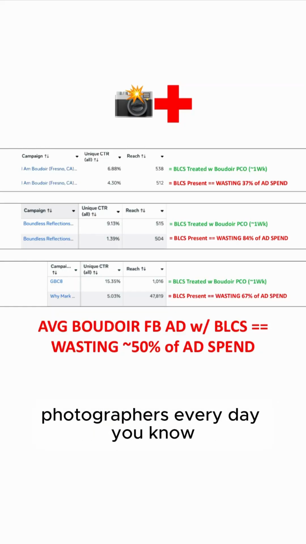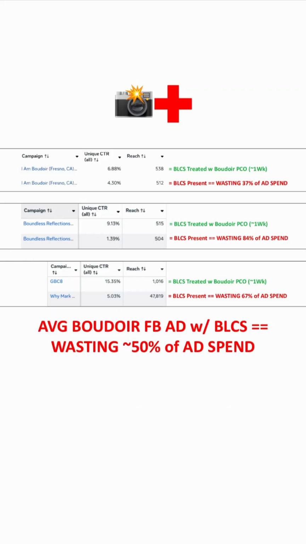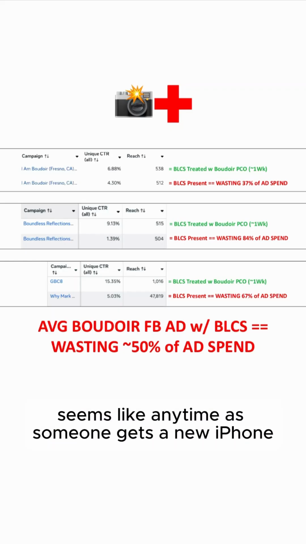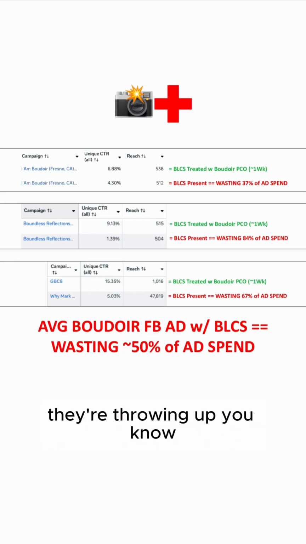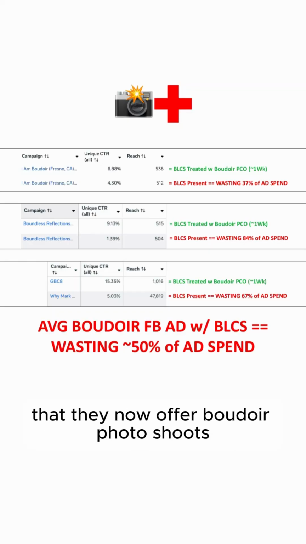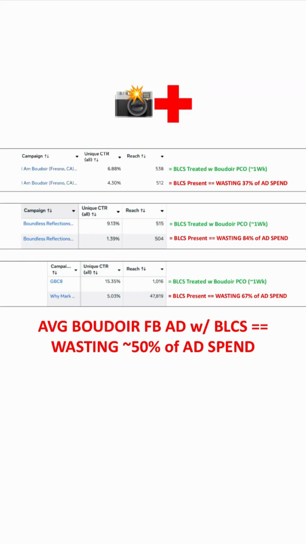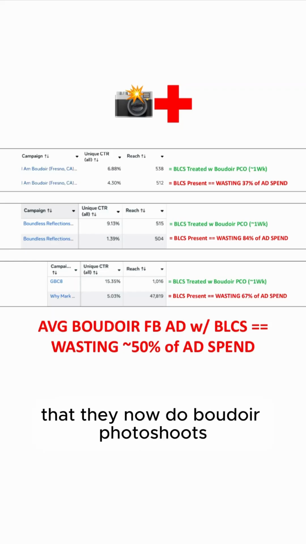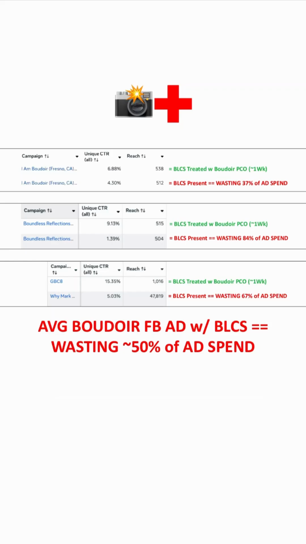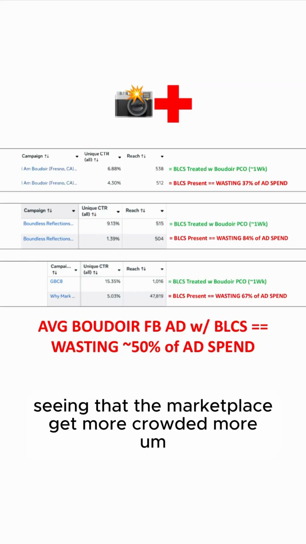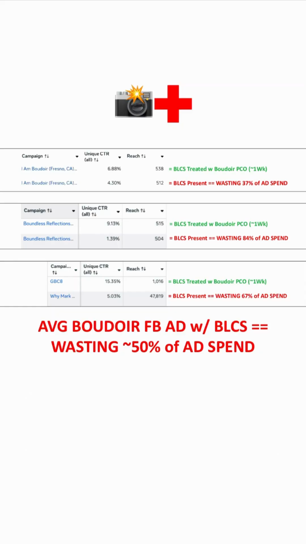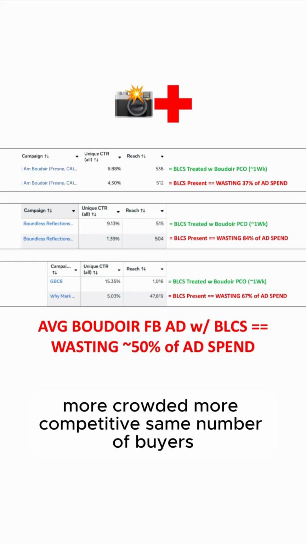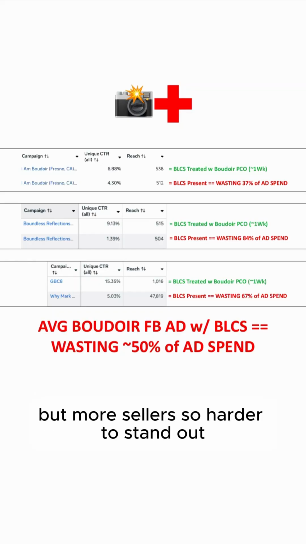entering the marketplace as boudoir photographers every day. Seems like anytime someone gets a new iPhone, they're throwing up a Google My Business profile that they now offer boudoir photo shoots. And it seems like anytime someone gets a new camera, they're posting in the mom groups that they now do boudoir photo shoots. So you're seeing the marketplace get more crowded, more competitive, same number of buyers but more sellers, so harder to stand out.